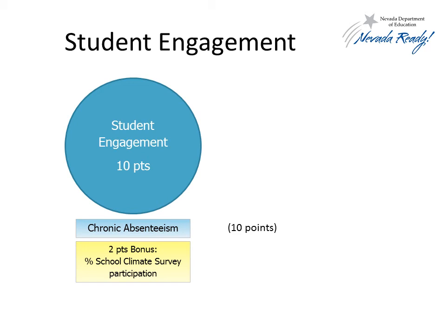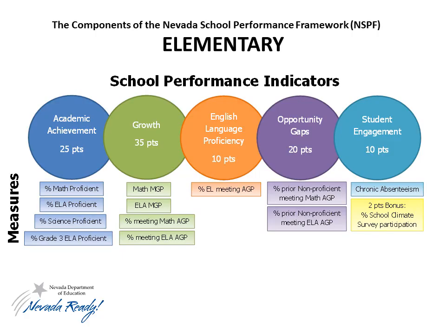For example, students who are enrolled for the full school year, 180 days, become chronically absent if they miss at least 18 days of school for any reason. The Climate Survey is a state survey administered to students in certain grades across the state. Schools meeting or exceeding this participation threshold can receive up to 2 bonus points. For the 16-17 school year, the participation threshold was 55%. For the school year 2017-18 and beyond, the participation threshold will be 75%.